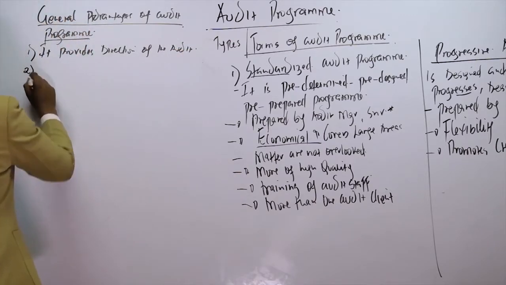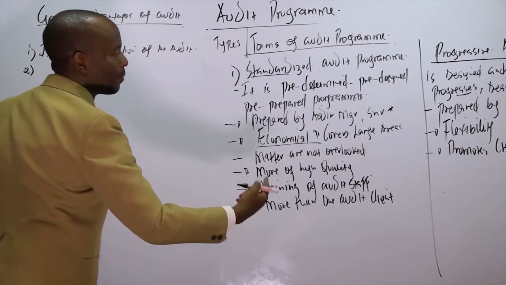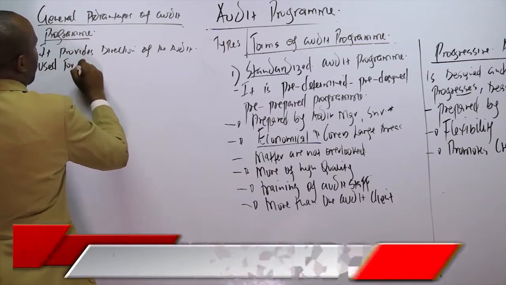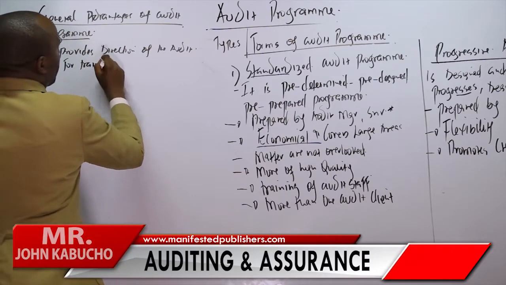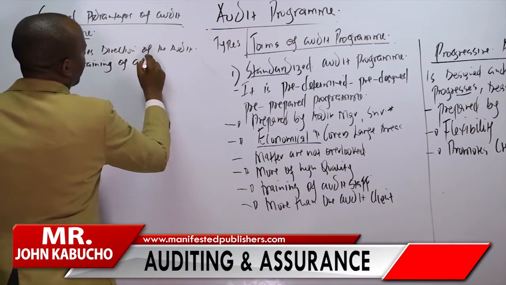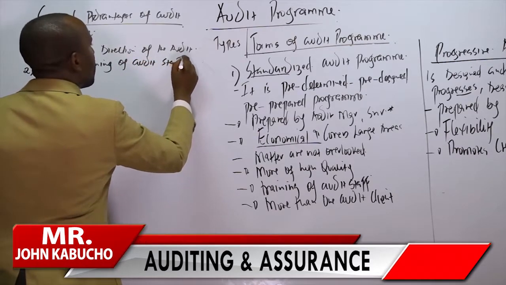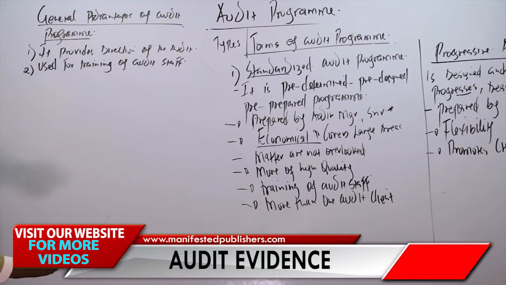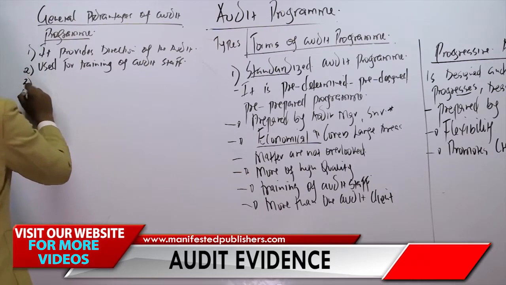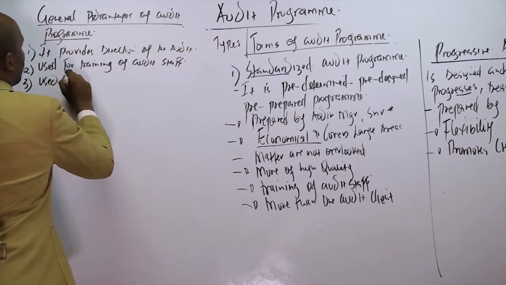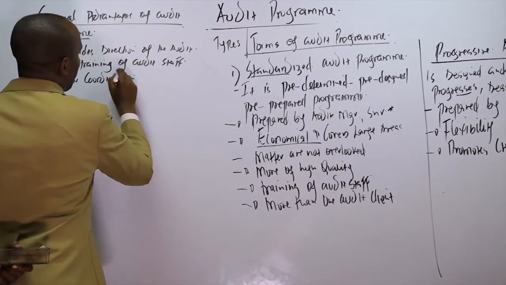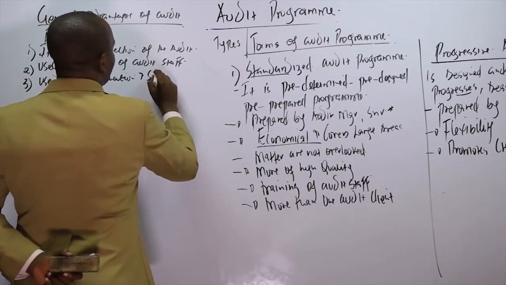Number two, an audit program is used to train the audit staff as the audit work progresses. Used for training of audit staff. We say good programs are going to be helpful in quality review because you're going to be knowing which areas have not been worked out and which areas have been worked out. So we say a program is used for coordination and supervision of the audit.